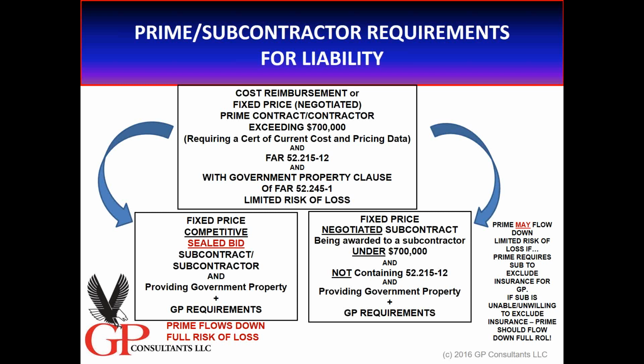But notice the second sentence on the far right-hand side. If the sub says, no, go away, we're not going to exclude insurance, well, then the prime should look at that through their purchasing system and say, fine, then you're under the full risk of loss, fixed price, sealed bid per se, where you now have to carry your own insurance, which is not an allowable cost.